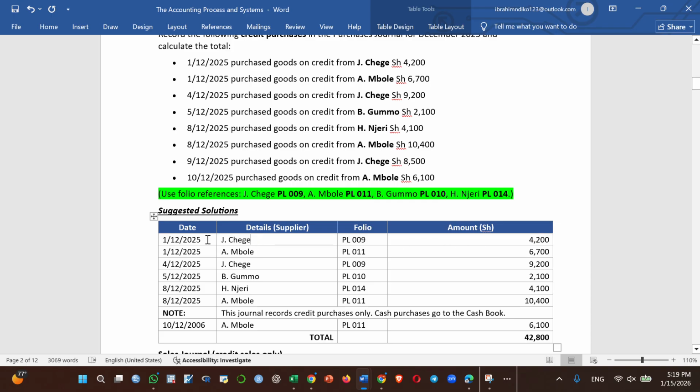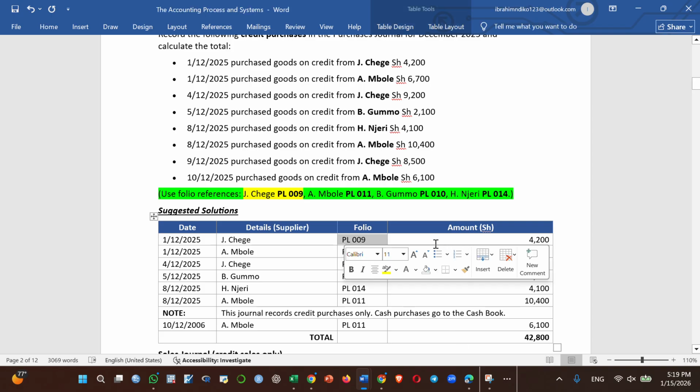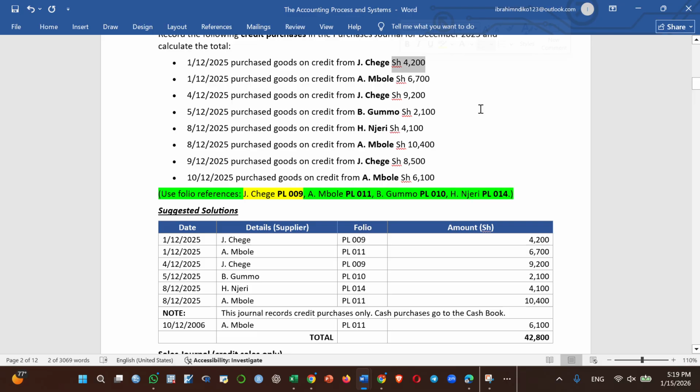We start with the date. The date is 1/12/2025. The detail is J. Chege. The folio number, we use this folio number for Chege. You can see it here in yellow. Let me put it in yellow. That is PL009. Once we have the folio number, then we put the amount. The amount is 4,200 for the first transaction. You can see on the upper part, 4,200.